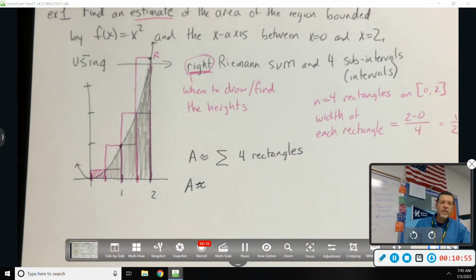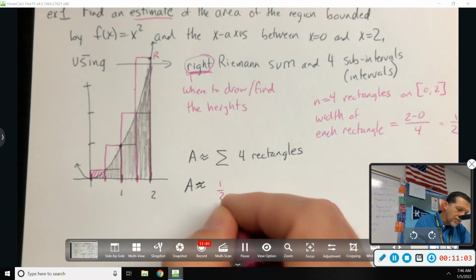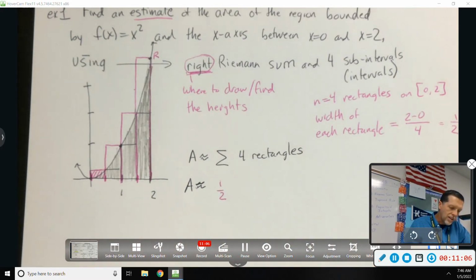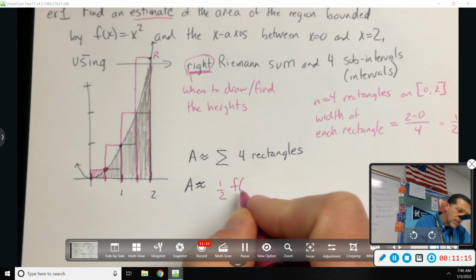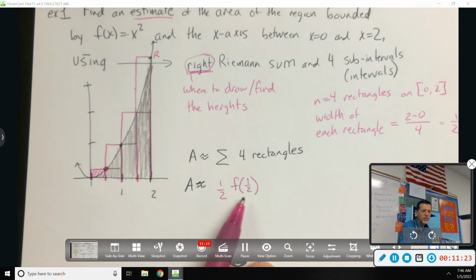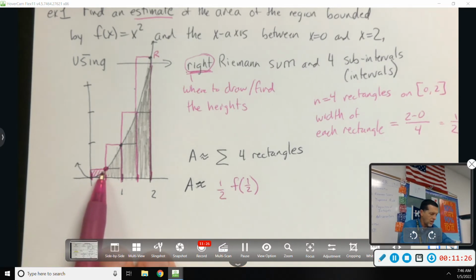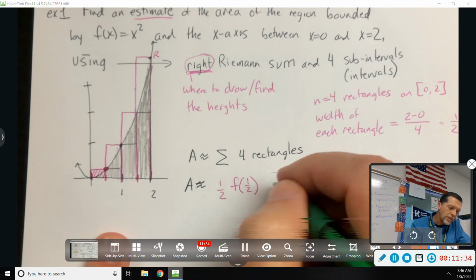So my first rectangle, I'll try to color code these. Let's see, the width, or the base, is 1/2, because they're all 1/2. And the height was the height right here. So that's the function at 1/2. F of 1/2 is a y value. It's the y value at 1/2. So it's that height right there. That's the first rectangle. We'll fill in some more in a minute.